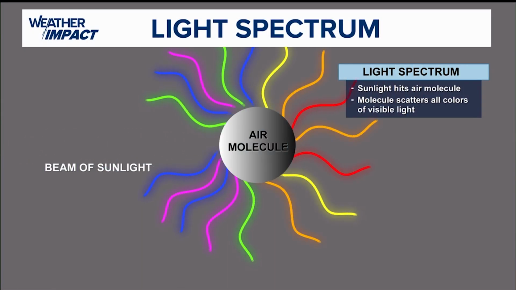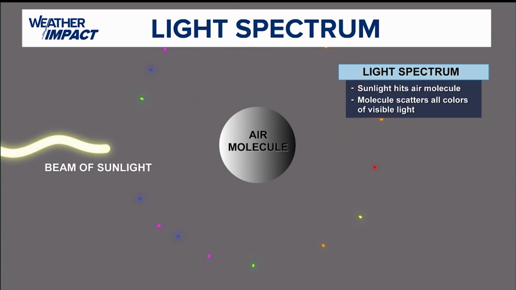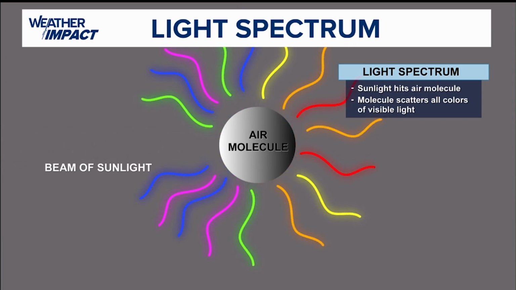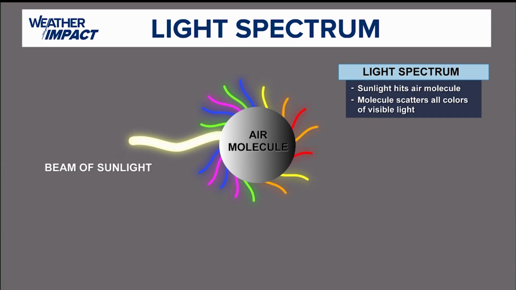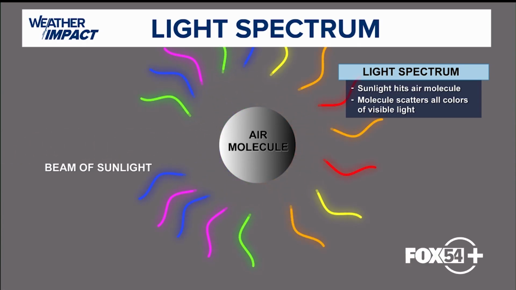The light spectrum has a lot to do with the weather phenomena that we see here all across the Tennessee Valley. But what is the light spectrum? Well, it's also called the visible light spectrum. It's the range of visible light wavelengths that reach Earth from the sun.